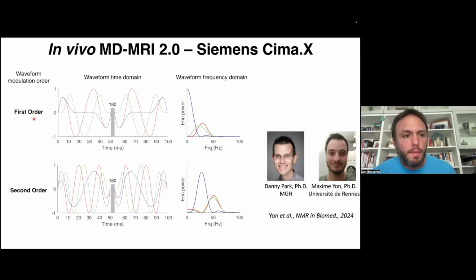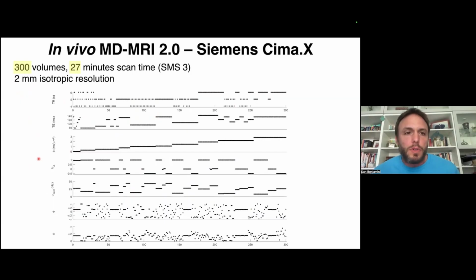So in this case, these are just some examples of waveforms. Now we're able to modulate the order of the waveforms. We can do first order, second order modulations, which really increases the spectral power here. And we can do that because of the high gradient. So the issue with clinical scanners, of course, is that we need to wait a long time to obtain a reasonable B value, and so we lose the frequency there. So with this acquisition, we're able to acquire 300 volumes in 27 minutes, again with 2 millimeter isotropic resolution.